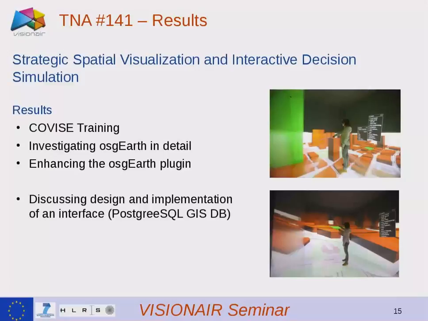For example, OSG Earth does a level of detail optimization for visualization, which is not meeting the requirements of the user. We tried to use the OSG Earth module in a way you can see on the right side, for example, mapping different properties of the buildings to the color of the buildings, to the heights of the buildings. You can just switch on, switch off different layers which are generated by the software they are using.